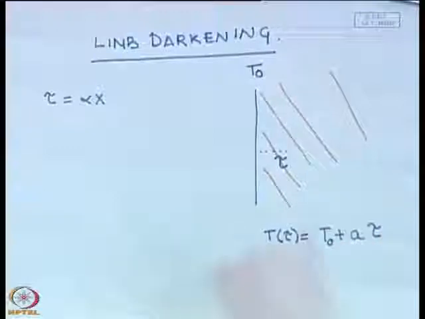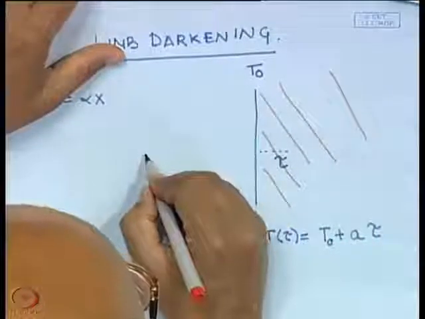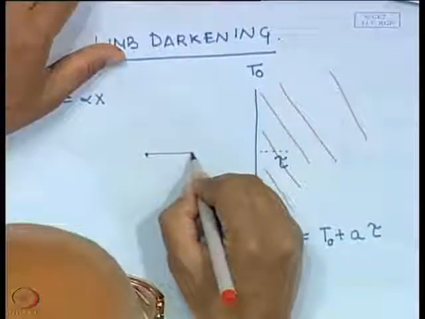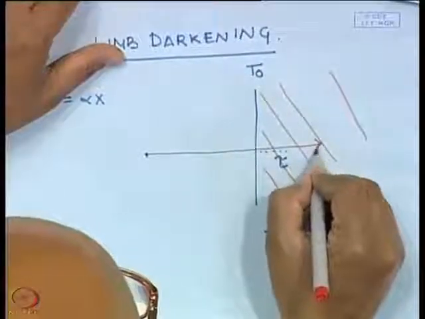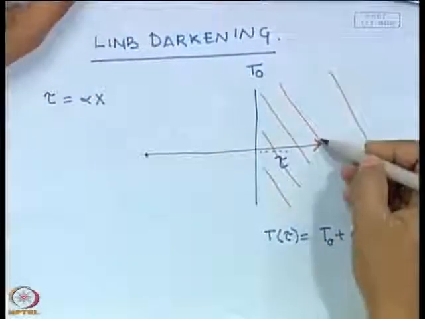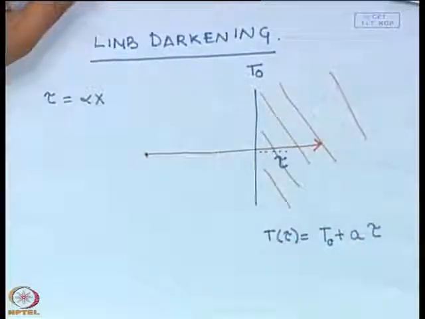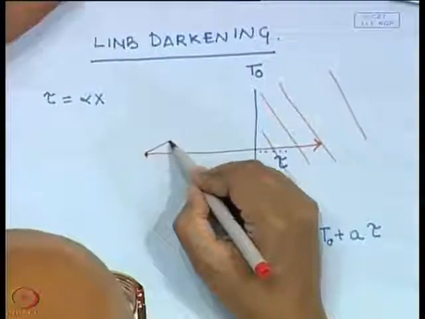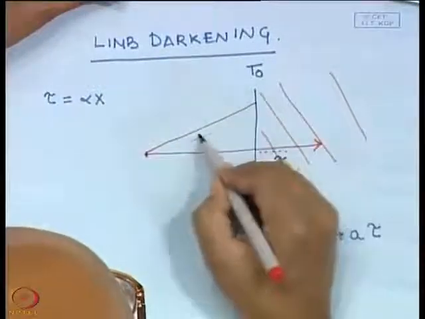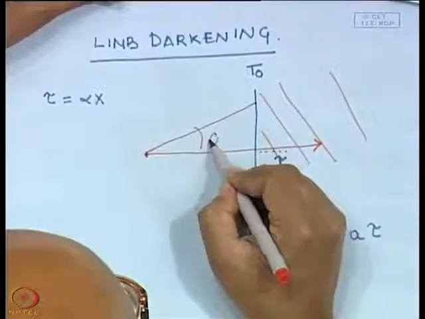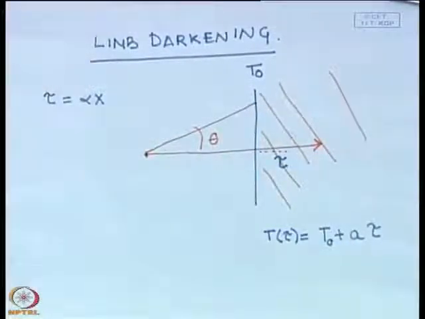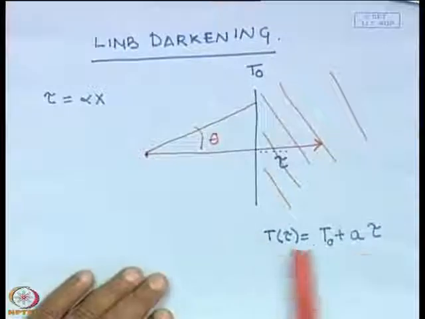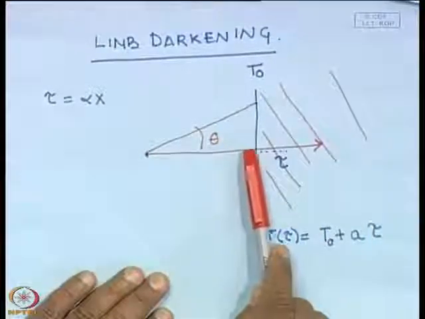So let us now ask the question: we are looking from this direction, the observer is here and the observer is looking into the sun, okay. So actually it is the radiation from the sun coming to the observer. Let us ask the question, what is the radiation received by the observer from different directions on the sun? So we will call this angle theta. And this is how the temperature increases with optical depth if we go straight inside the sun.